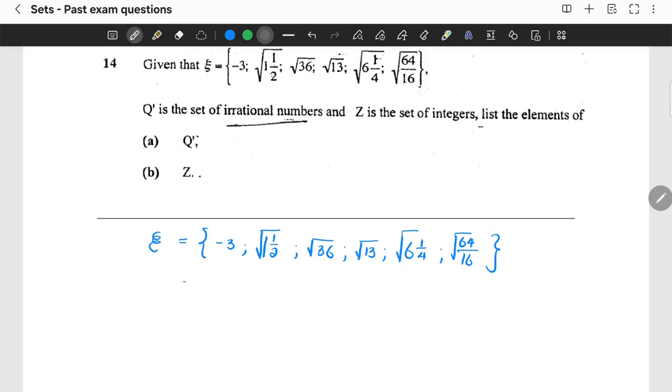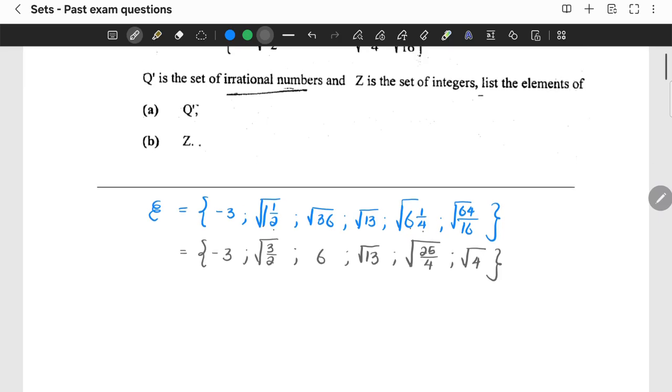And when you simplify that, you will get -3, then 1.5 as an improper fraction becomes 2 times 1, that's 2 plus 1, that's 3/2. Square root of 36 becomes 6, since 6 times 6 is 36, and then we have square root of 13. Then square root of 6.25 is an improper fraction. It's 4 times 6, 24 plus 1, that is 25/4, right? And then 64 divided by 16, that is 4, becomes square root of 4.